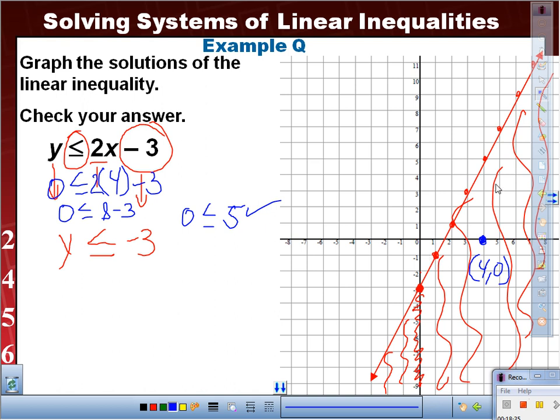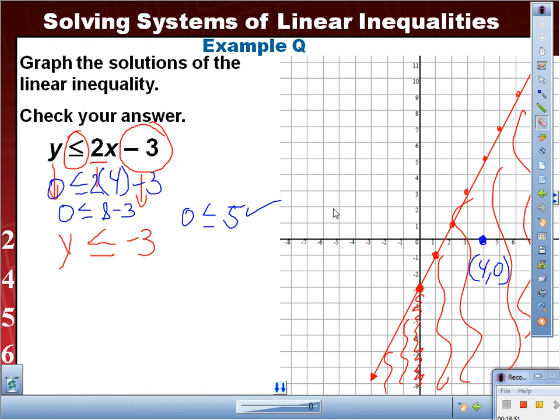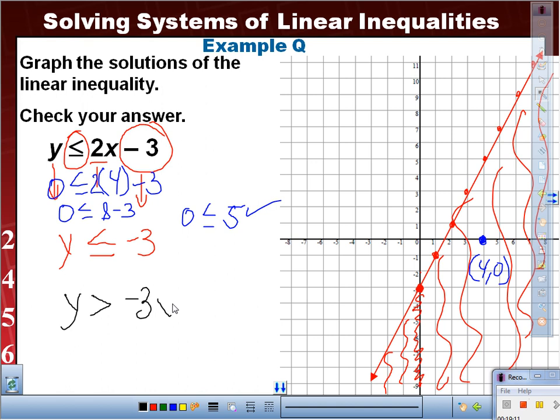So what do you think is going to happen if I pick the point from over here? It's going to be a false statement. Everybody got it? All right, so with that said, copy this one right below that inequality. Let's copy y is greater than negative 3x plus 5. Graph it.